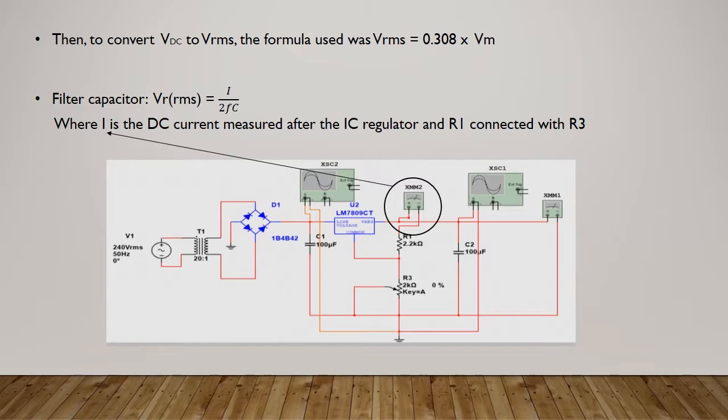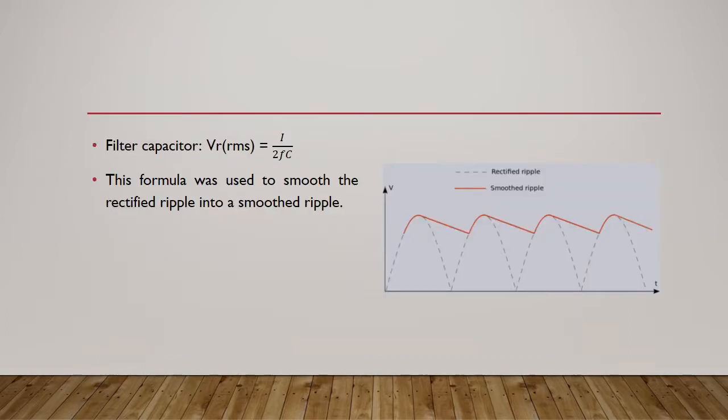For the filter capacitor, the ripple voltage VR in RMS equals I over 2FC, where I is the DC current measured after the IC regulator and at the connection between R1 and R3. The filter capacitor formula was used to smooth the rectified ripple into a smooth output.